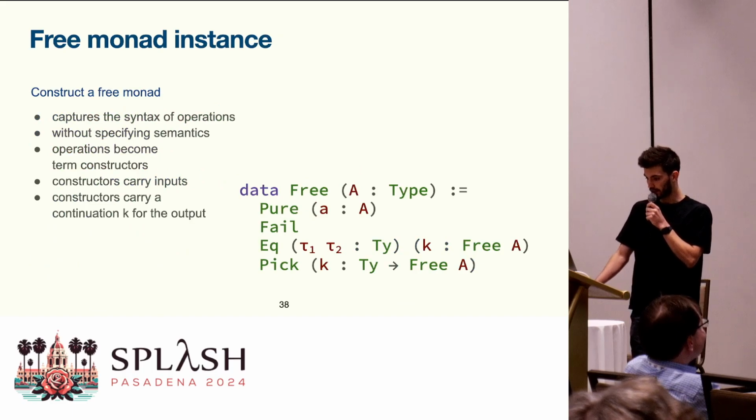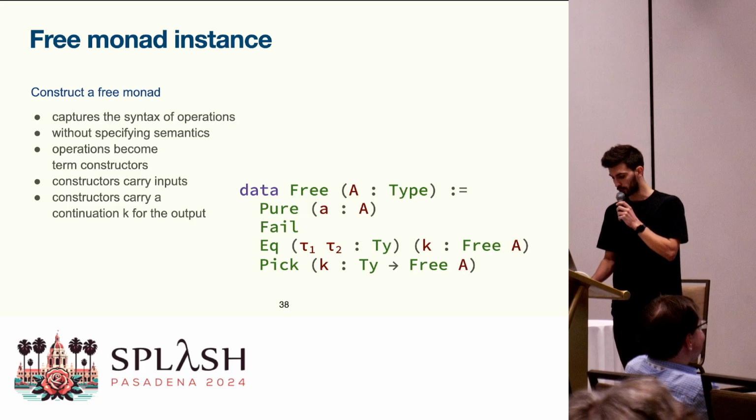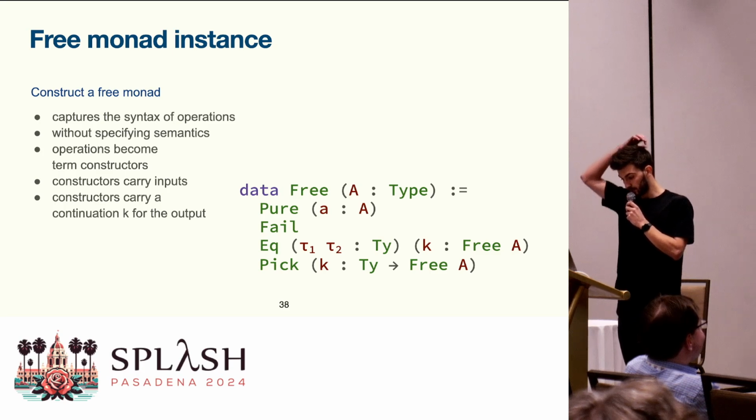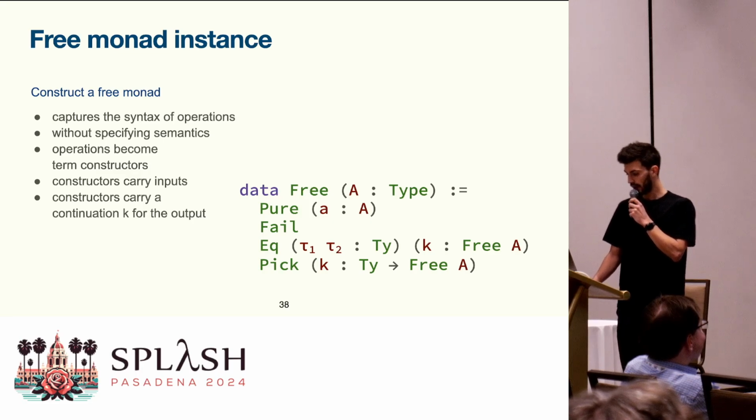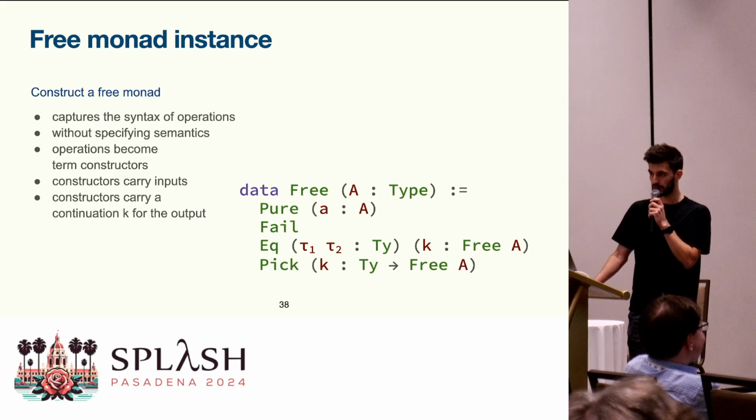Well, there's a standard construction called the free monad instance, where you don't define any semantics for the monad operations, but you simply come with a data type that has constructors for each of the operations in the monad. Each of the constructors carries the input. In this case, for example, pure carries the input A, and then there's a continuation, which we omit if it's trivial. The equality takes, for example, 2 taus, so 2 object language types, and the continuation is just more constraints. And the pick operator uses this function space from the meta language to come up with a continuation that takes a tau. This is also kind of magical. I will get back to this.